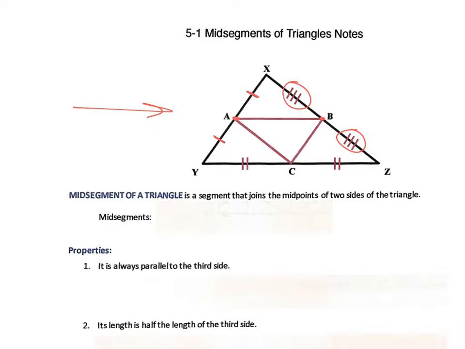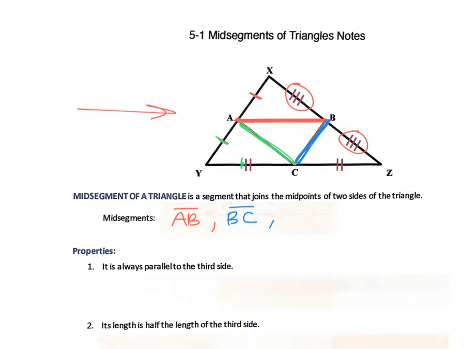When you find the two points that are the midpoints and you connect them, you end up with what's called a mid-segment, okay? So AB is a mid-segment. Can you tell me another mid-segment? BC is a mid-segment. And there's one more. AC is a mid-segment, right? These are congruent, these are congruent, so we know we have a midpoint there. So AC would be our third mid-segment, okay?